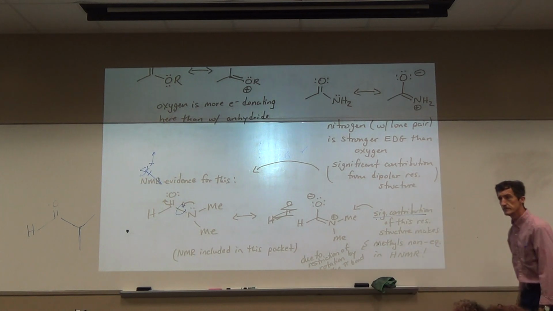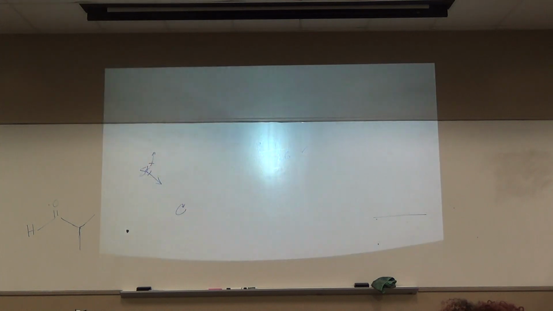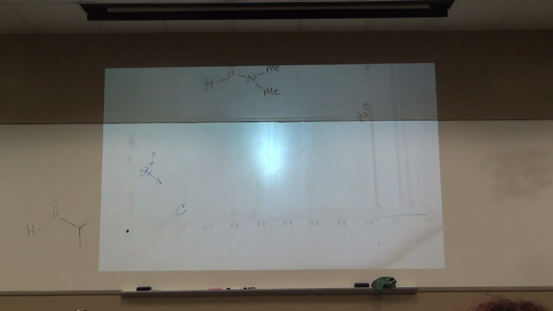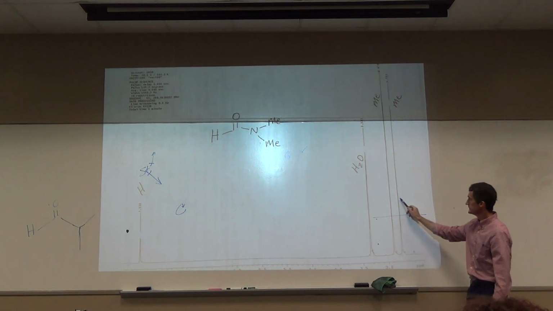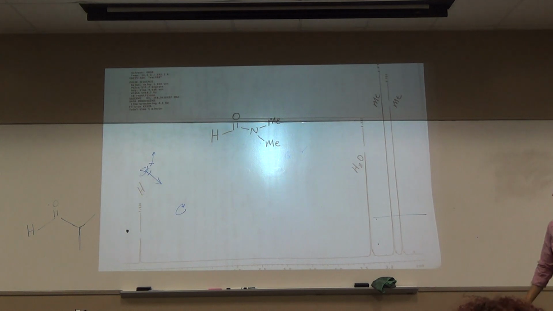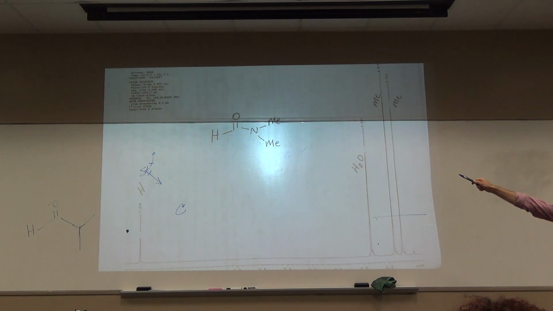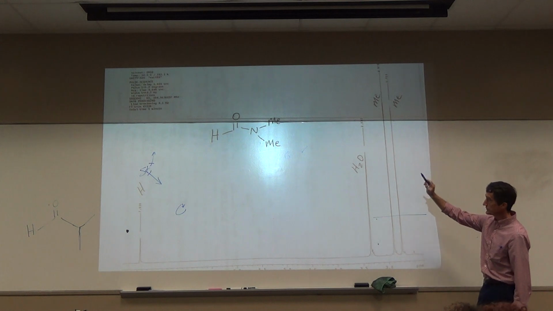Well, let's go to the NMR. NMR is on the next page of DMF. How many signals do we have for the methyls? 2 signals. And then the H is kind of like an aldehyde. It's not an aldehyde, but it's kind of like an aldehyde. It's way downfield, about 8 or 9, from 9 to 10. Signal for water here. 2 methyls.